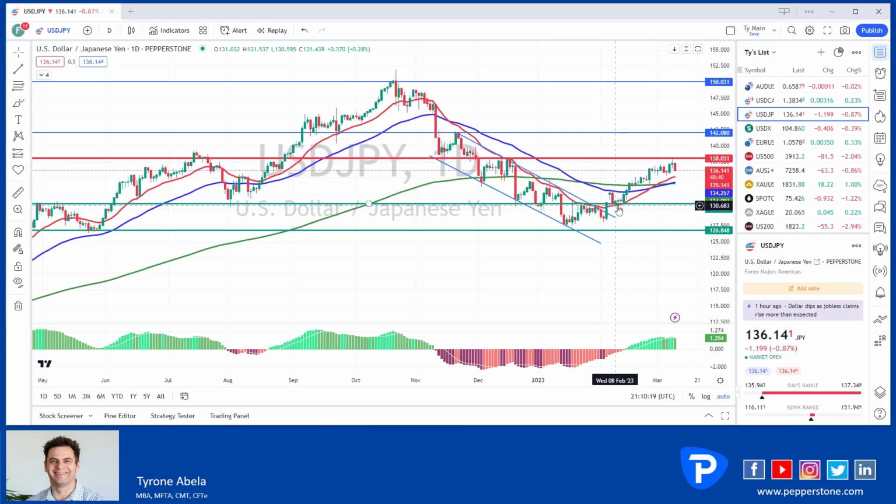I mean, we just saw the CAD. This one hasn't been as strong, but it has been consistently strong right through. You can see we've had a series of higher highs and higher lows all the way up, and ever since we broke that downward channel.